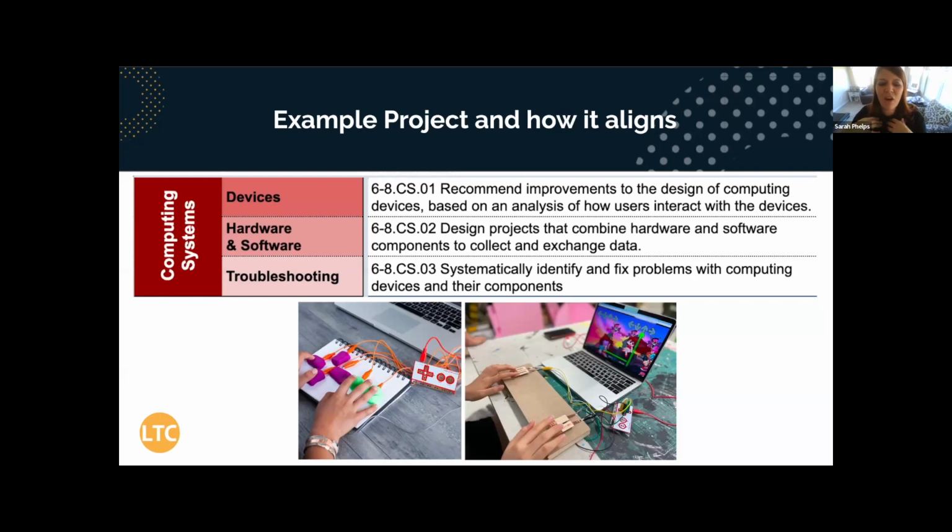Systematically identify and fix problems with computing devices. This is going to happen with all of our activities because we want kids not to just say, okay, I did it once, it doesn't work. We want them to say, okay, I did it, it's not working, what do I need to do to fix it so that it will work? So right there, with this project, we are covering all three of those standards.